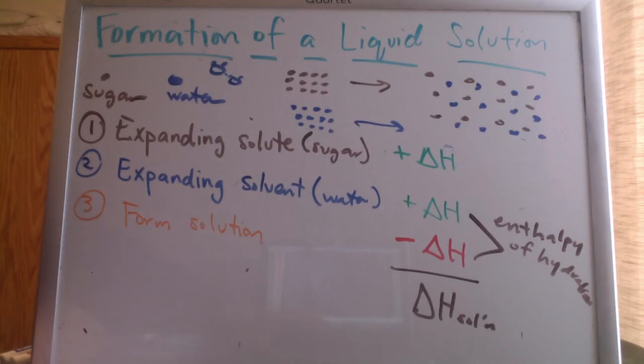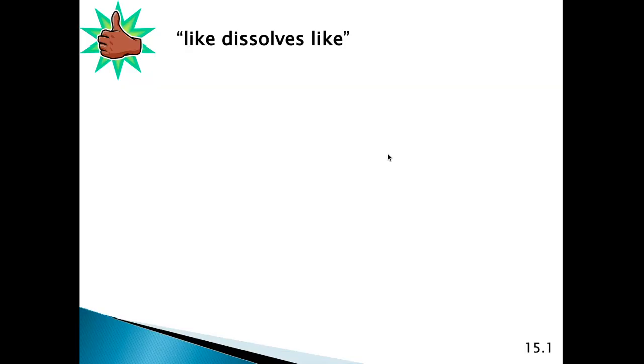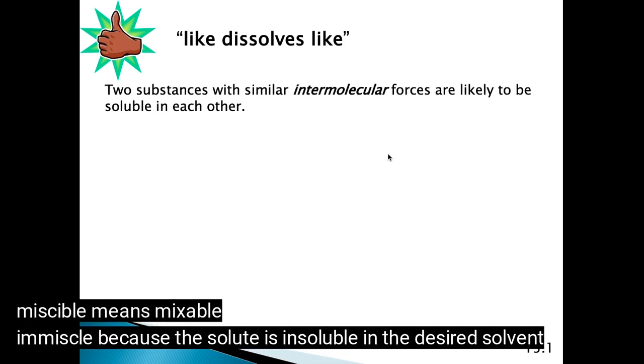Let's go back to the regularly scheduled video. Now, in terms of solubility, like dissolves like is kind of like the 3 words for describing how solutes and solvents dissolve. If their intermolecular forces are similar, that means that 2 substances, when you mix them, would be miscible, which means that they are mixable.